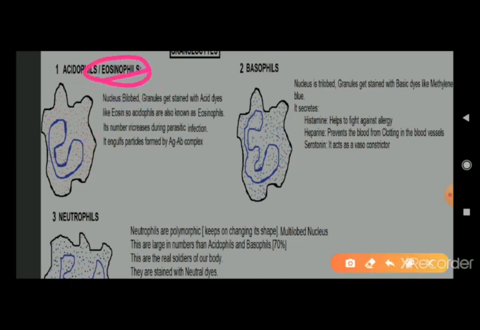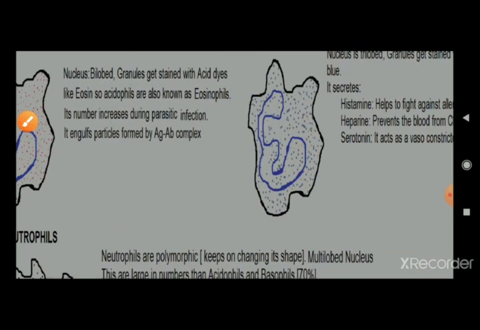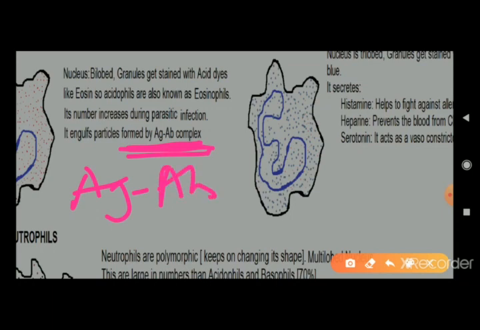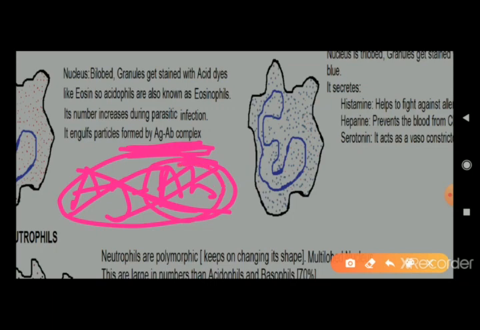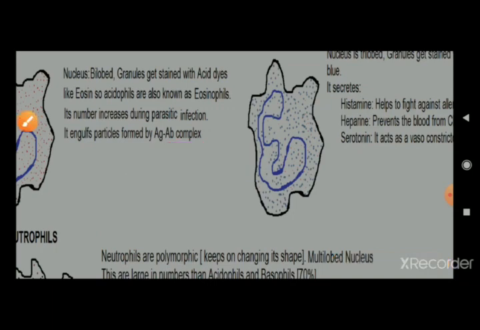Why are acidophils known as eosinophils? Because they are stained with the acid dye eosin. What is the importance of acidophils? The function of acidophils is to help in engulfing the antigen antibody complex. So when the antigen antibody complex is formed, it engulfs and destroys the antigen along with the antibody. So there is a bit of collateral damage here, that is destroying our own antibody which has combined with the antigen. It is also seen in high numbers during parasitic infection.